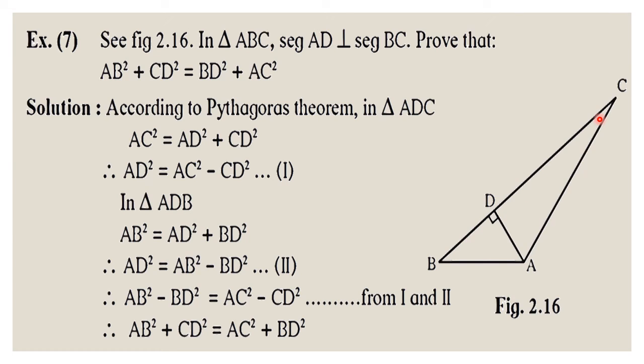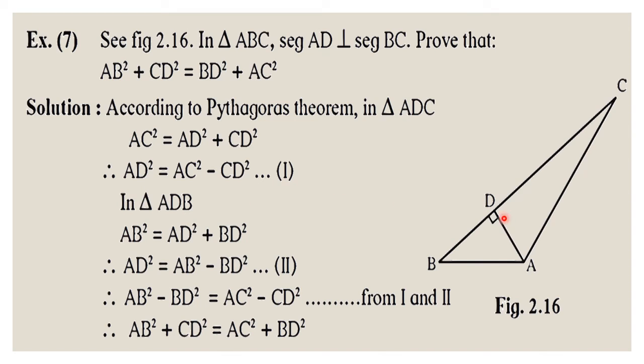So according to Pythagoras theorem, in this triangle ADC, this angle ADC is 90 degree. So hypotenuse will be AC. AC square is equal to AD square plus CD square. That means AD square is same as AC square minus CD square. We take CD square to the other side, and AD square we keep alone, and find the equation as AD square equal to AC square minus CD square, and mark it as 1.